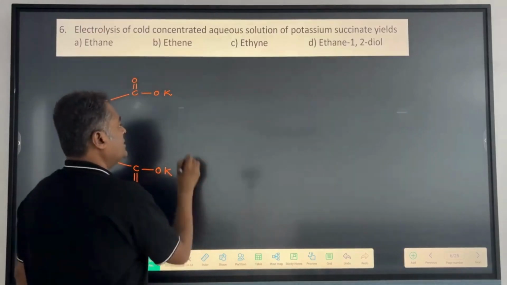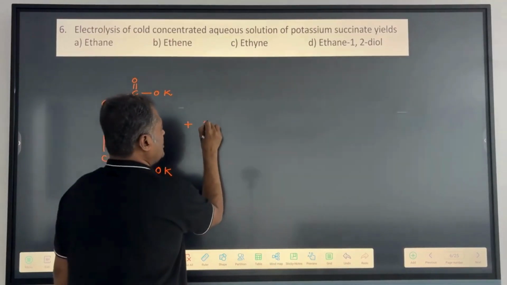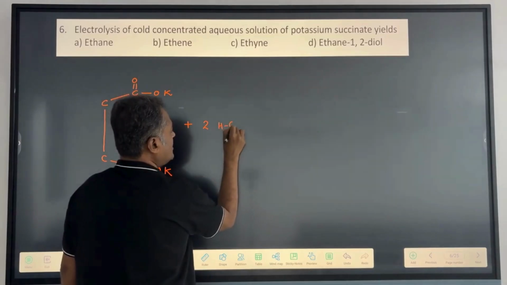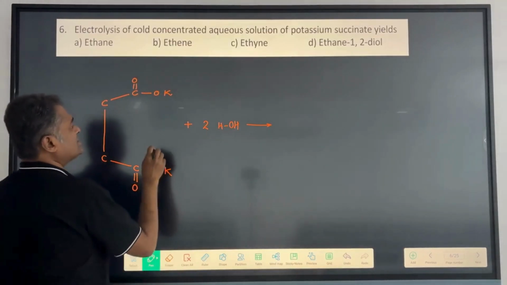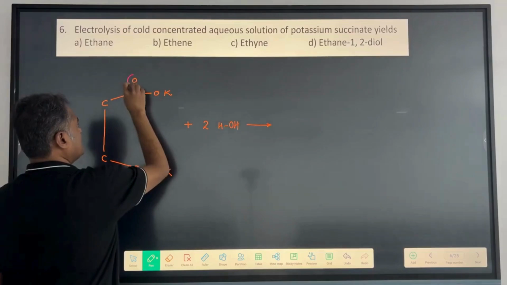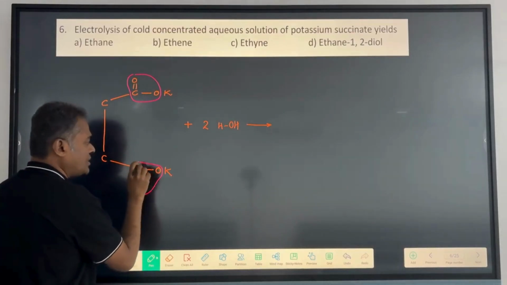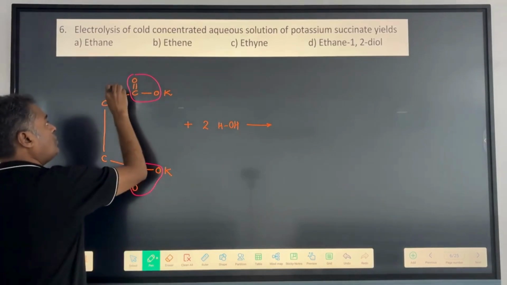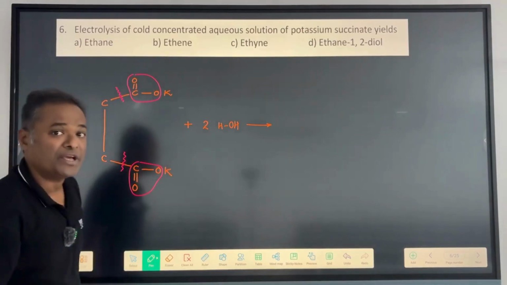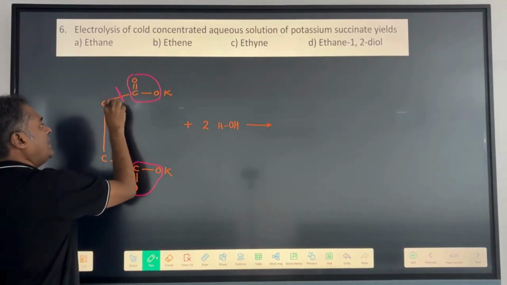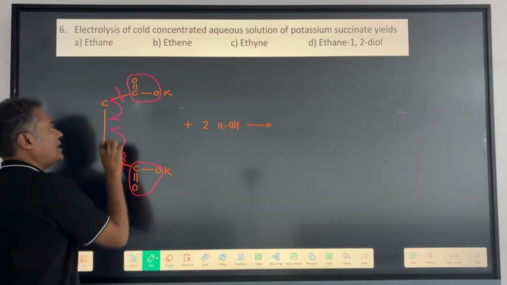Now what will happen? With this electrolysis, you need to take 2 molecules of water in this case. Let's see the first part. The first thing you should know is this particular part will get lost as carbon dioxide. This also will get lost as carbon dioxide. Point number 2, over here your bond will break homolytically. Here also your bond will break homolytically. So what will happen? This electron single and this electron single will come together and make a pair.